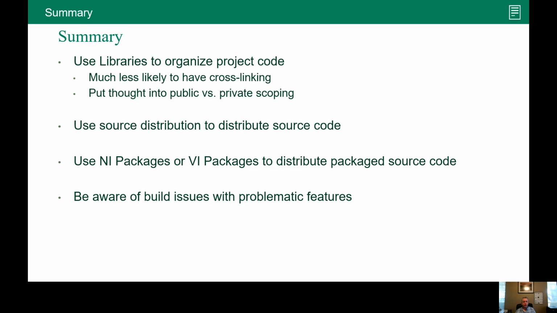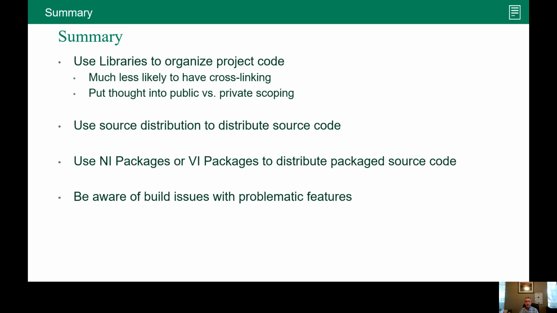If you need to distribute your source code, make sure to use a source distribution, especially with the preview feature in App Builder. It's the best way to figure out what the code is going to look like and if you're going to have any issues with missing or cross-linked VIs before you distribute it. Once you do have code that you need to distribute, maybe not necessarily source code, but things like reuse libraries, you should use NI packages and VI packages to distribute those.